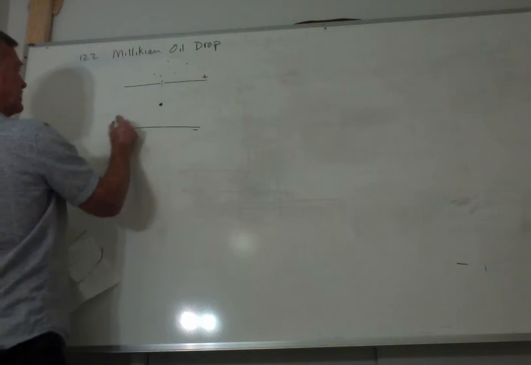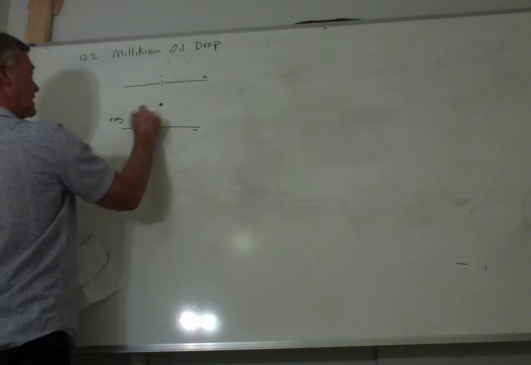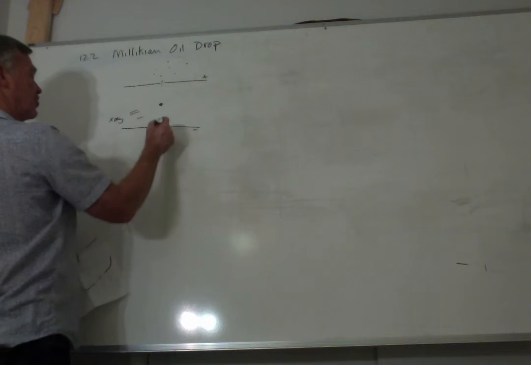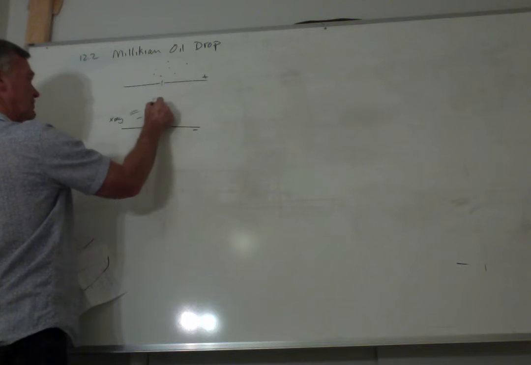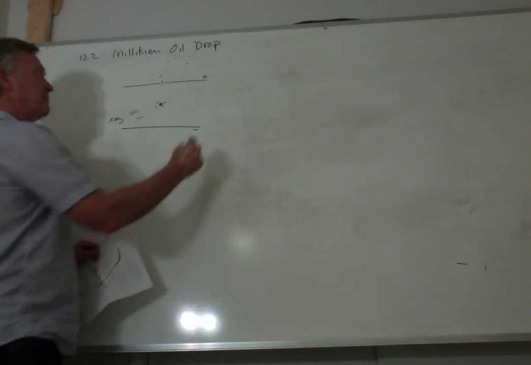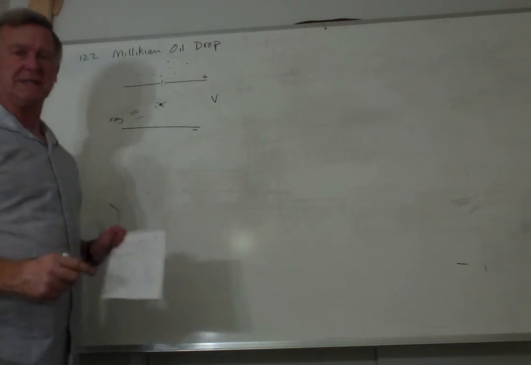I forgot to mention he had an X-ray machine, and he was firing X-rays, and as a result he was putting charges on the drops. He was actually putting negative charges on. And then by adjusting the voltage, he could cause this to float inside of there.